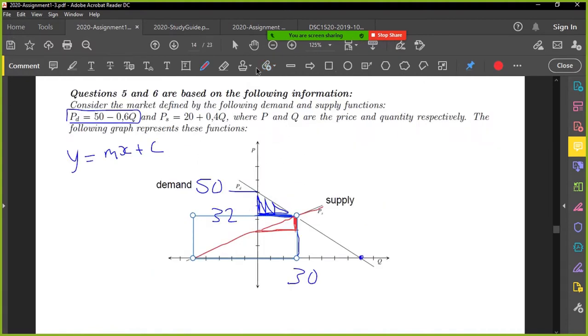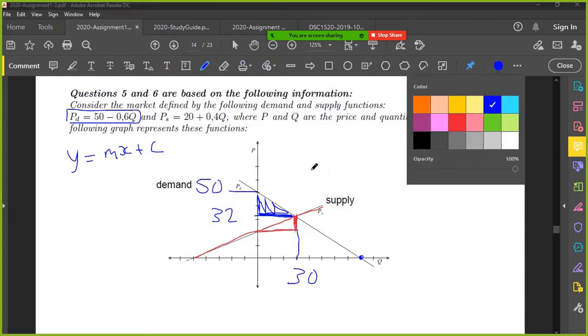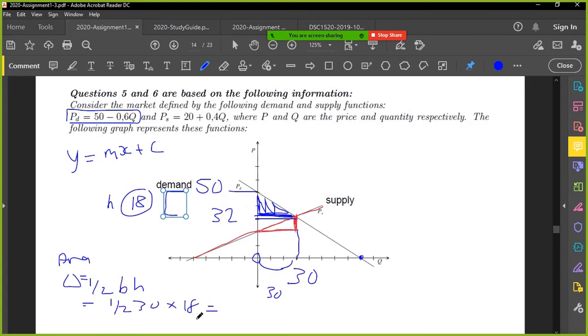Okay, so what I have in blue, let me change to blue. Okay, what is the height? The height is 50 minus 32, which is 18. 18 is the height. The base is 30. Okay, so area of a triangle equals half base times height. So it's half, base is 30, times height of 18. Okay, so what is that? Let's work it out. 0.5 times 30 times 18 is 270. That's the consumer surplus.